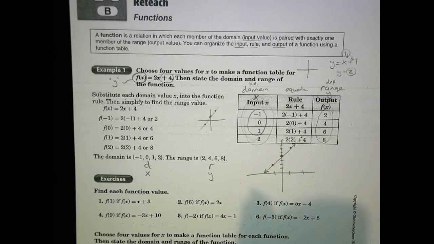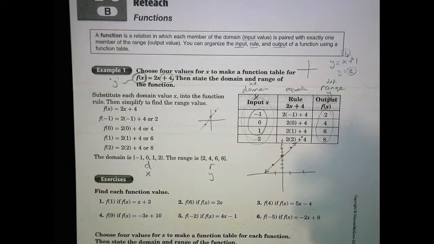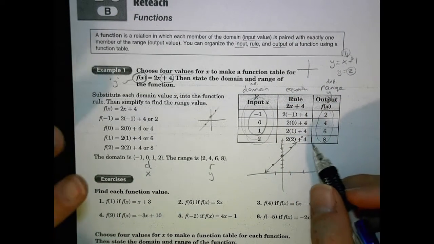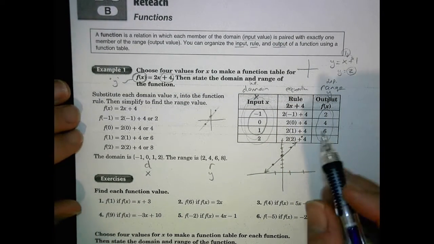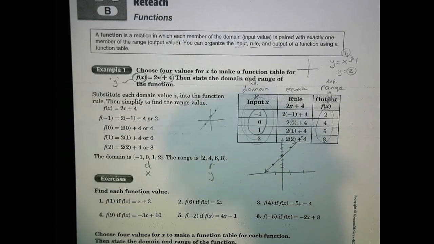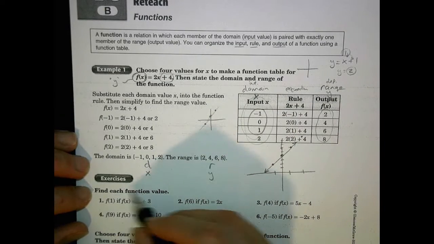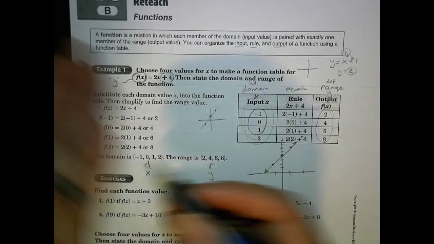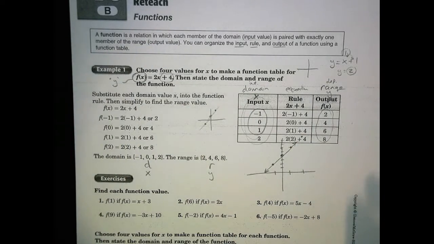Okay? So that's the basics of how the function works, how it works with a chart or a table, how you can organize it there, and then how you can graph it as well. You're not being asked to graph anything today, you're just being asked to determine what the value is going to be by placing a number into the rule and what comes out the other side, and then making your own table.